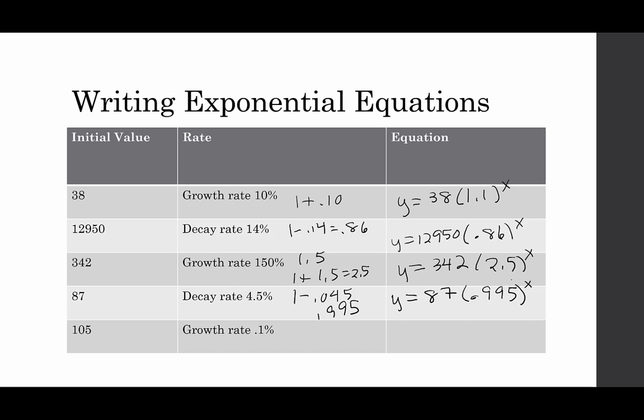Then the last one, initial value is 105, a growth rate of 0.1%. We have y equals 105 times. Remember, we're going to add, but be careful with this 0.1%. 0.1% means 0.001. So 1 plus 0.001 is 1.001. This is our growth rate. So 105 times 1.001 to the x. This one particularly I do think of as an application of, think of your savings account. If you look at your savings account, the amount of interest is very, very small, often 0.1%. So I thought, why not express that as something that we can talk about as something that's growing?